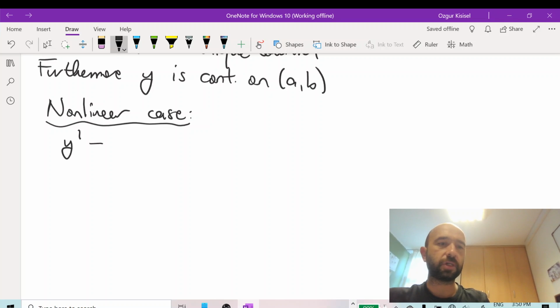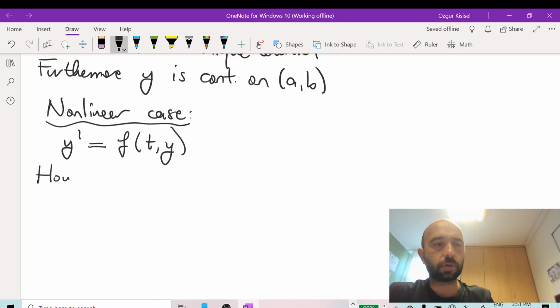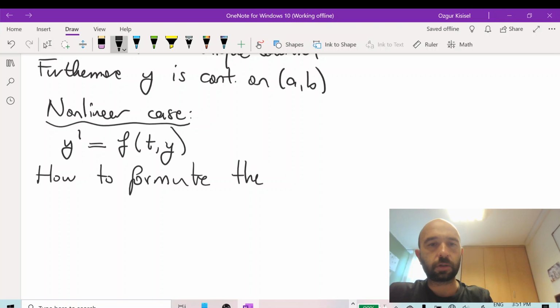Here, y prime is equal to f(t, y). Well, this is quite general. In general, we don't know how to solve nonlinear equations explicitly, so we are in some slight trouble. How are we going to formulate the theorem?